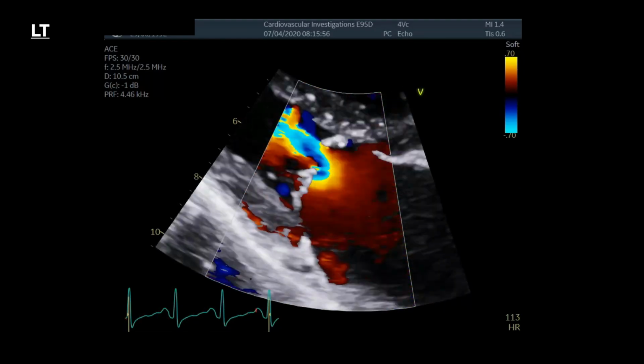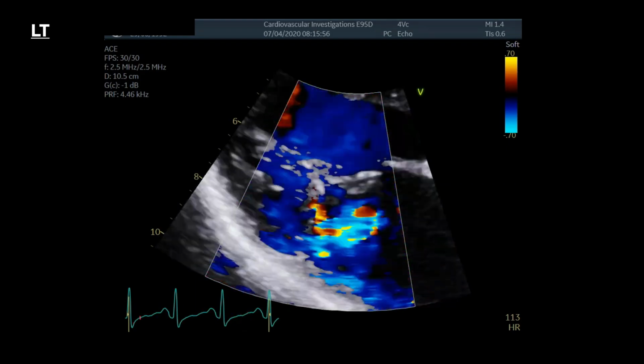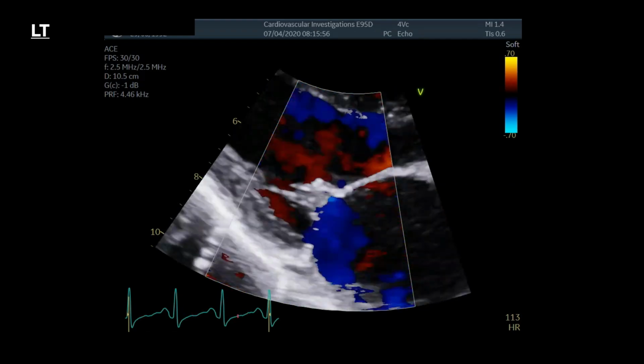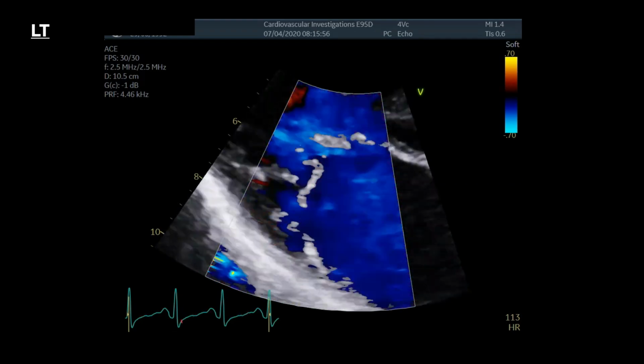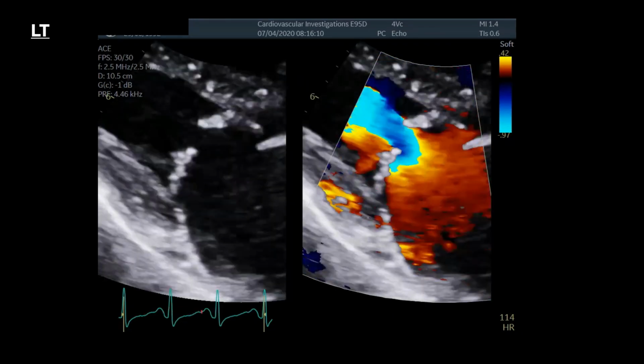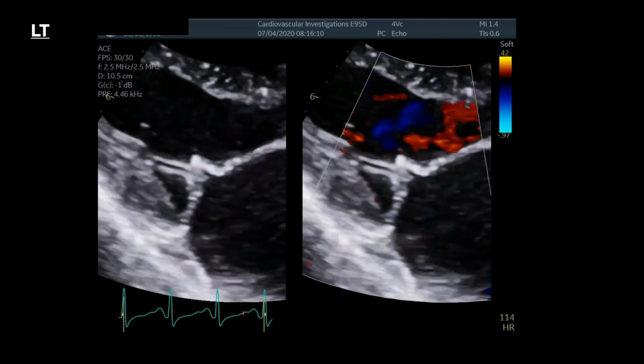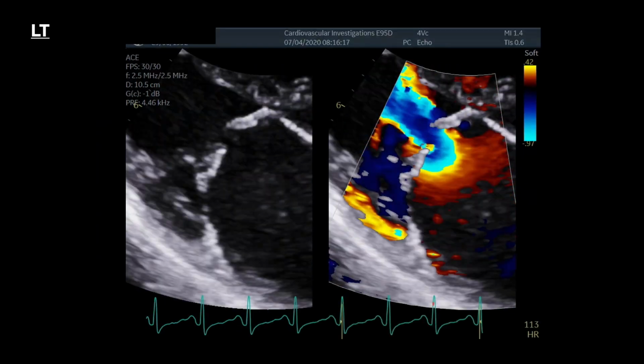And zoomed in with colour, I think the flow convergence on the atrial side is more obvious here. It's easier to see. So you can see the blue and yellow hemispheres converging at the mitral valve orifice. And it's probably even a bit more obvious there. And that's just a still image really to demonstrate the hemispheric flow convergence on the atrial side of the mitral valve when it's opening. And that's indicating high velocity through the mitral valve.